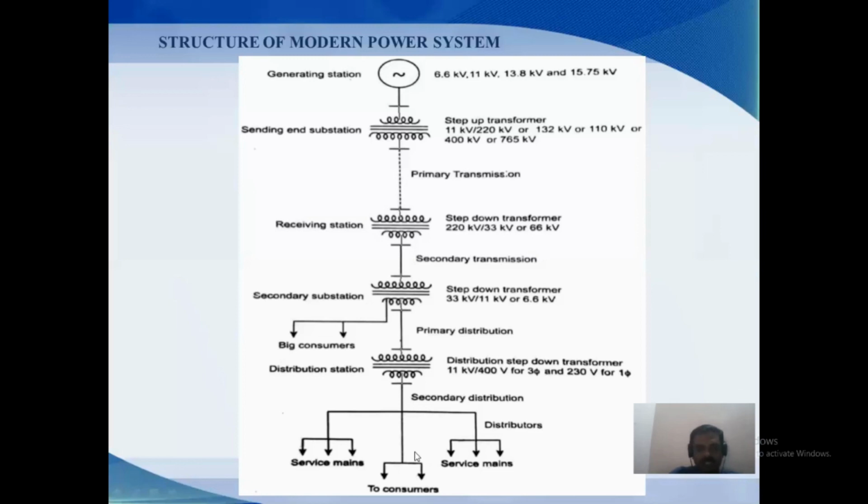Then service mains are the flexible wires that connect the distributor line to consumer terminals. Finally, the secondary distribution consists of feeder, distributors and service mains. In the feeder, the current values are the same. In distributors, many tappings are taken, so the current value is different. Service mains is a flexible wire which connects the distributor point to consumer terminals.